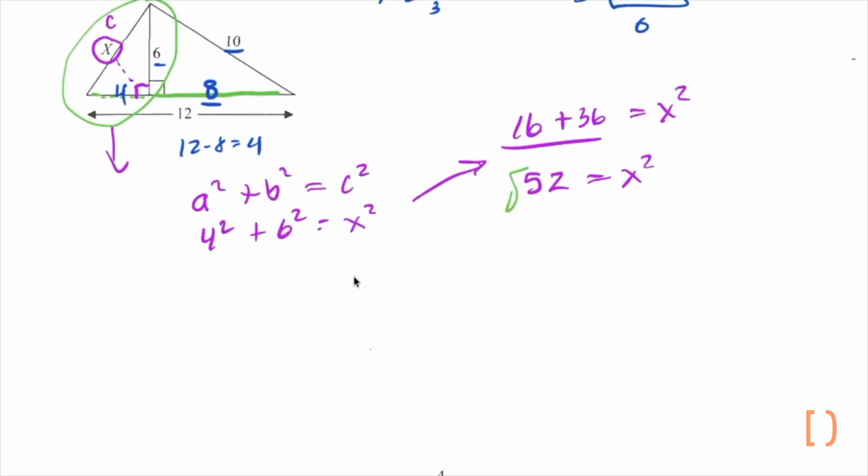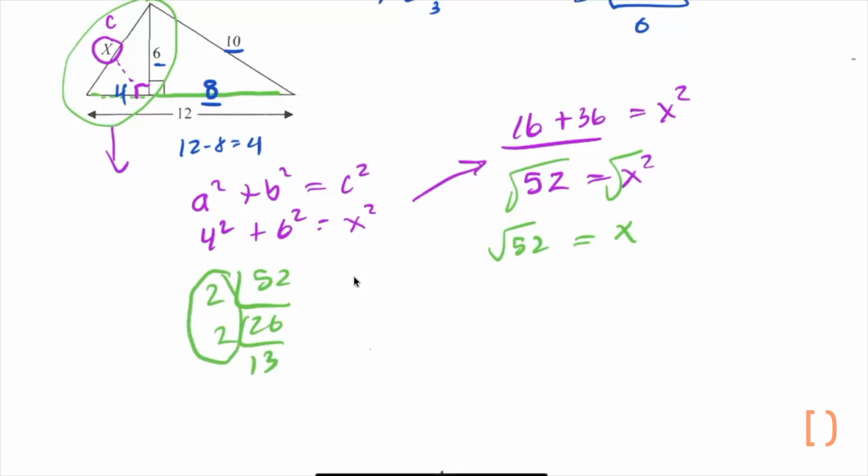Square root both sides. And again, we want to simplify this if we can. So I'm going to look at it. Divided by 2, I get 26. Divided by 2, I get 13. 13 is prime, can't go any further. So of a pair of 2s, those come out. The 13 is left inside. There we go. That's the video.